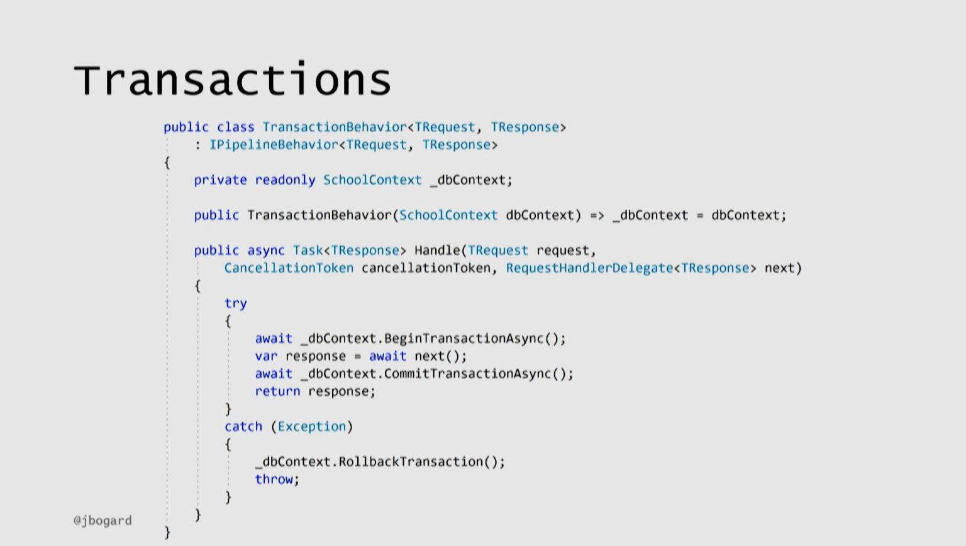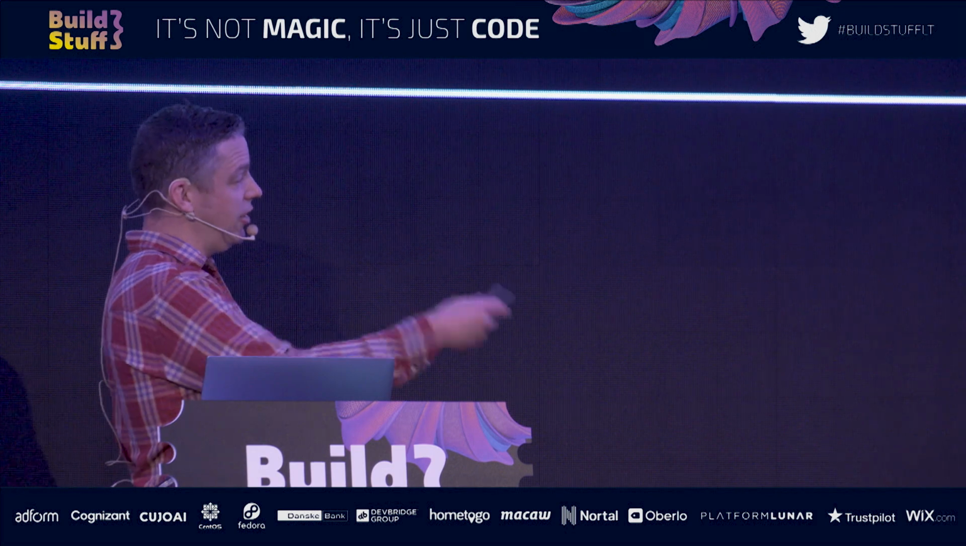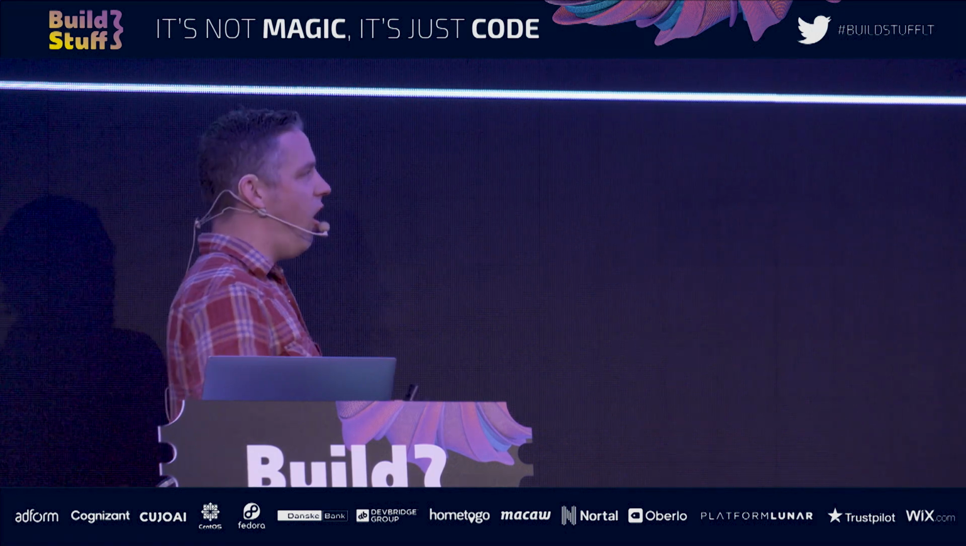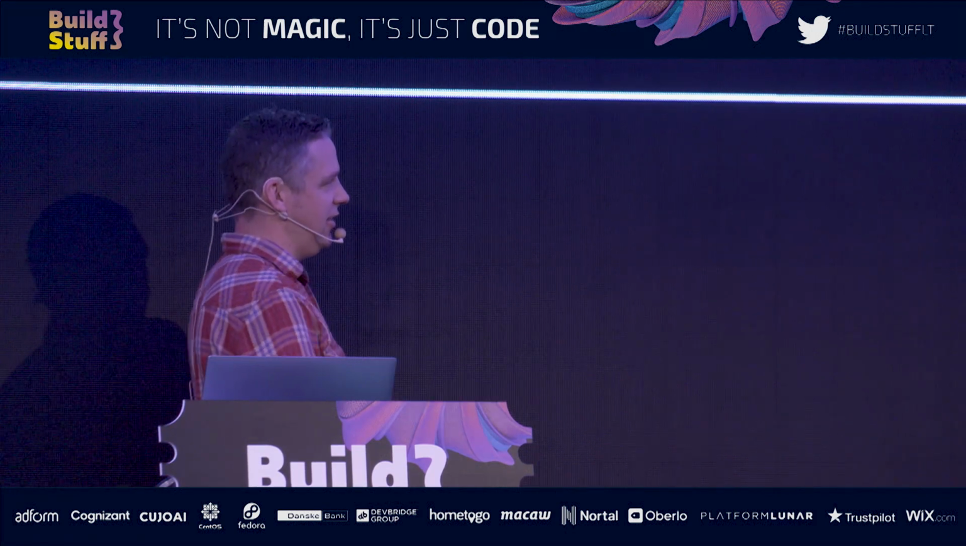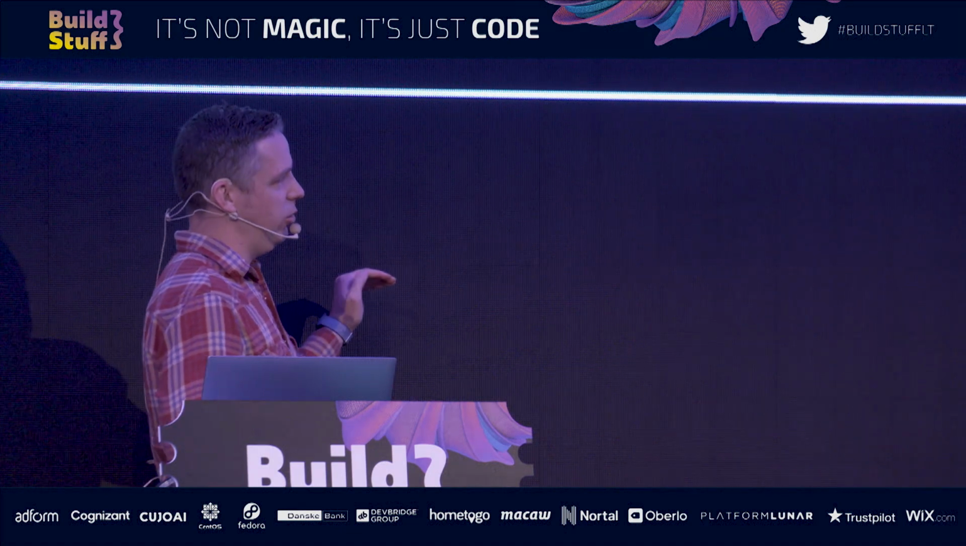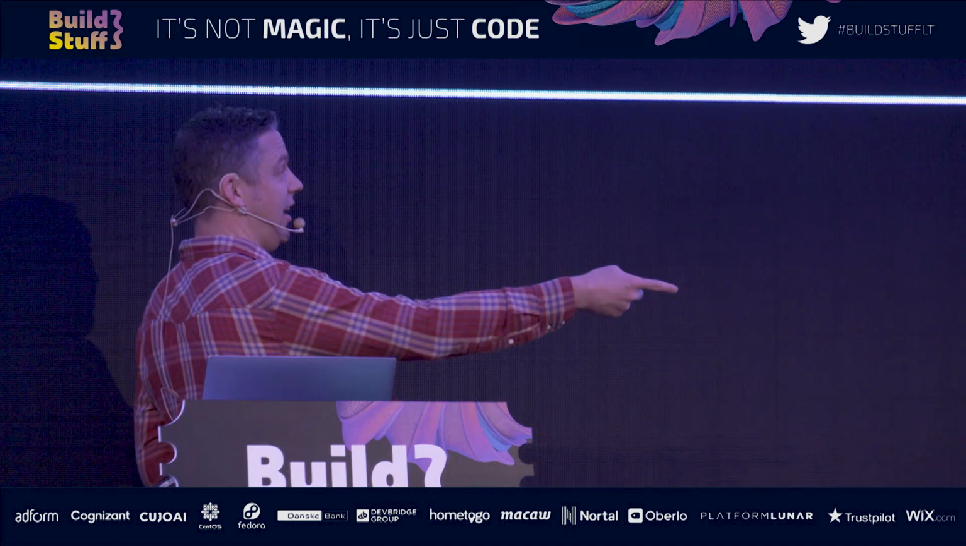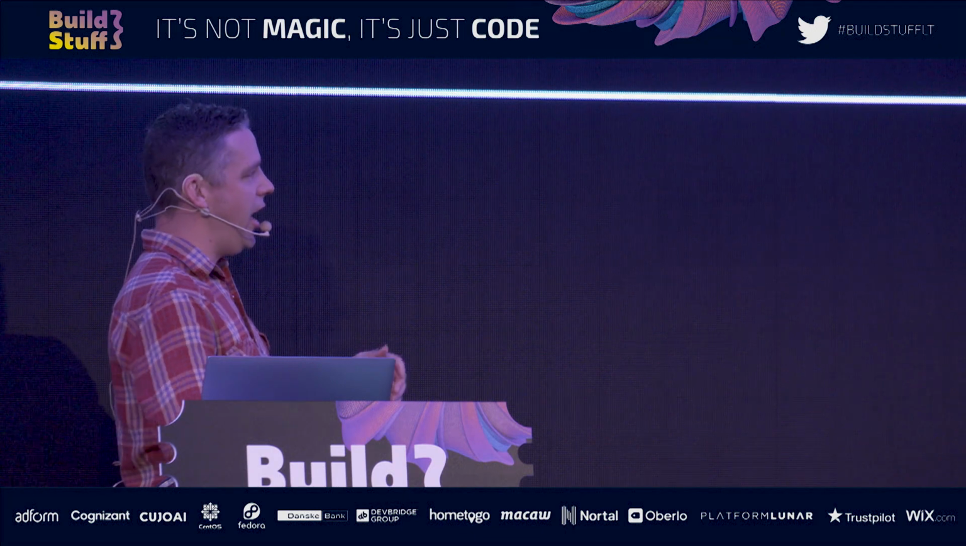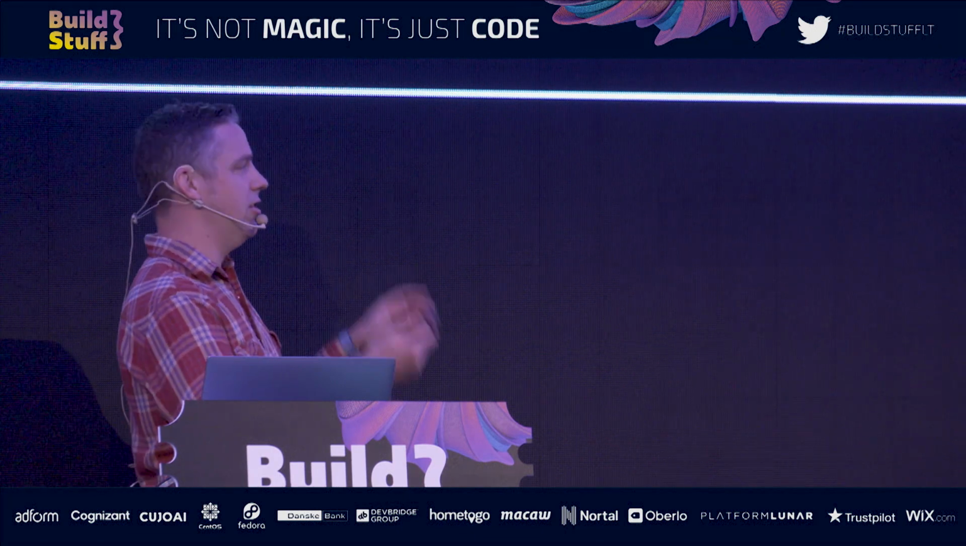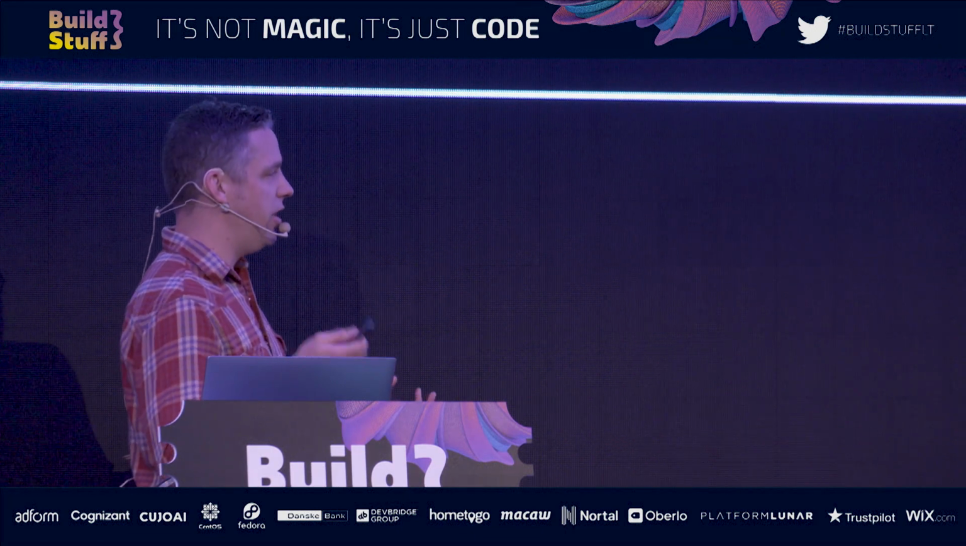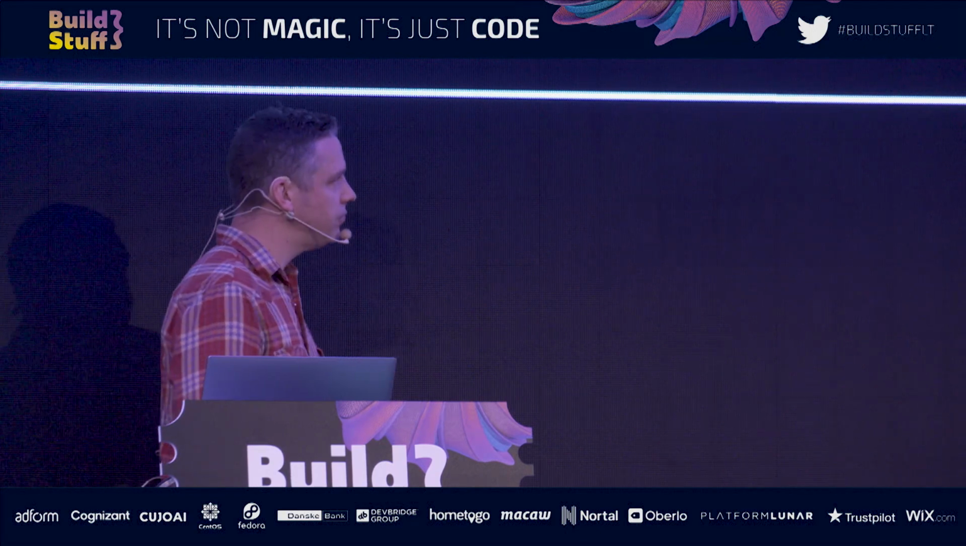So in this pipeline behavior, I begin the transaction. I then call whatever the next thing is in the line. So in this case, that's that line that says var response equals await next. I'm calling the next thing in the chain. And then finally, I'll go ahead and either commit the transaction and return the response, or if something goes wrong, then I will go ahead and roll back the transaction.